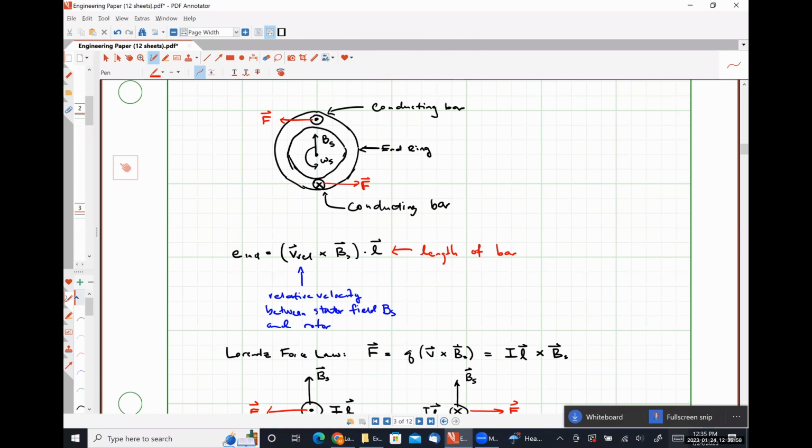So that begs the question, what is the fundamental limit on how fast our rotor can spin? Anybody have any thoughts?